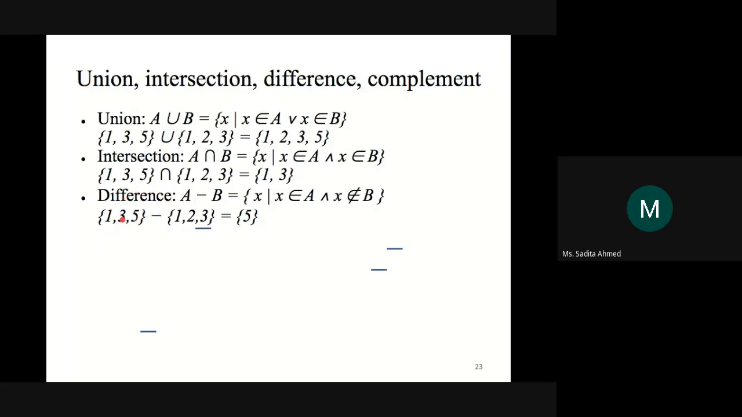Then next we have 3. Is that there in the second set? Yes. So we'll exclude that one as well. Finally, we have 5. Is that there in the second set? It's not there in the second set. So 5 will be there in the resulting set. All elements of the first set that are not there in the second set.